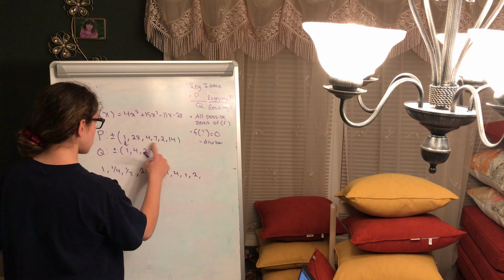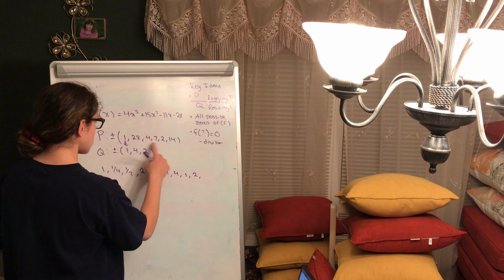14 divided by 1, 14. 14 divided by 4, that is 14 over 4, which I believe is also 7 over 2. So we can just write 7 over 2. And 14 divided by 2 is 7.